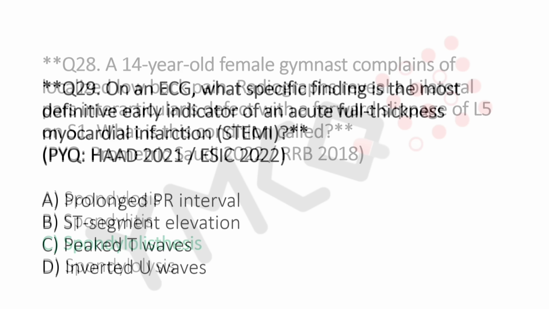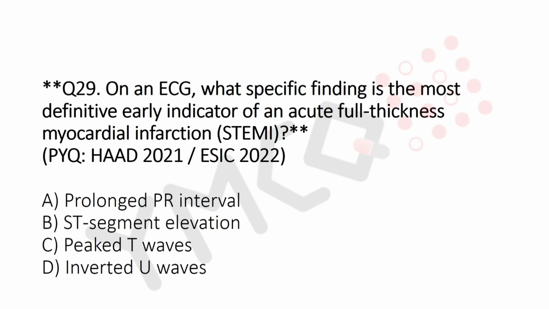Now let's move to question number 29. On an ECG, what specific finding is the most definitive early indicator of an acute full thickness myocardial infarction? Option A, prolonged PR interval. Option B, ST segment elevation. Option C, peaked T waves. Option D, inverted U waves.